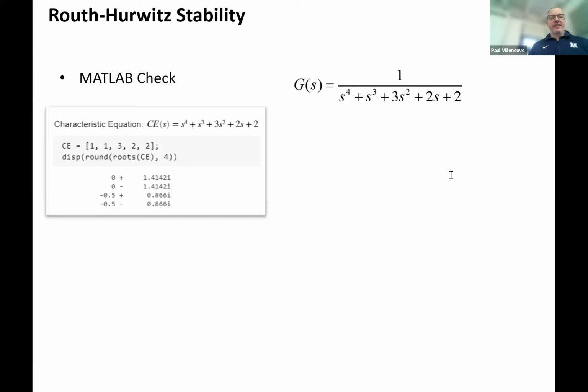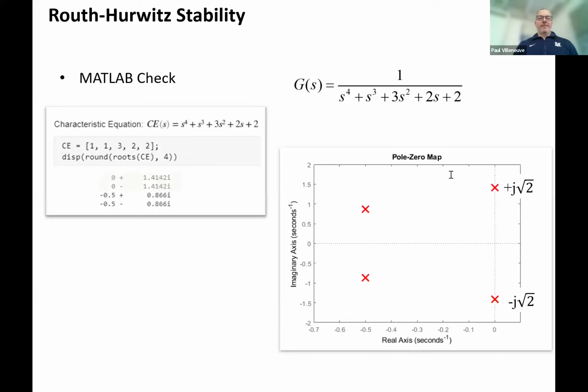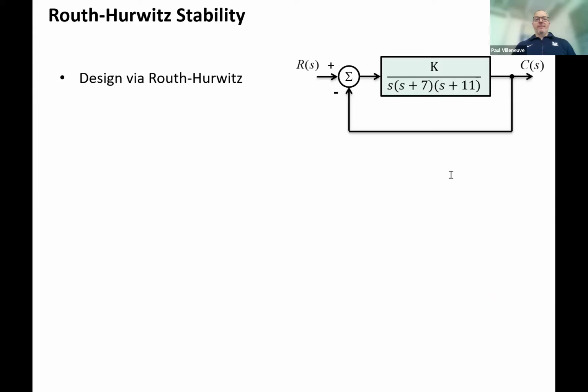So we did the check. We got this. This one also shows you can round your roots a little bit. This is another thing in MATLAB. I don't expect you to do the rounding, but you can certainly do something like this if you want. Here's the pole-zero map. You can see it's a marginally stable system.